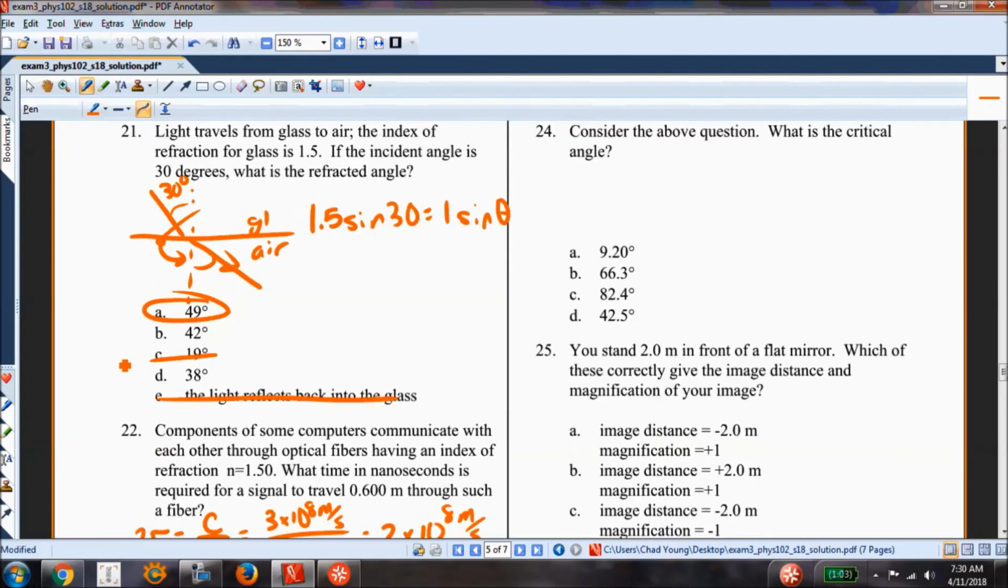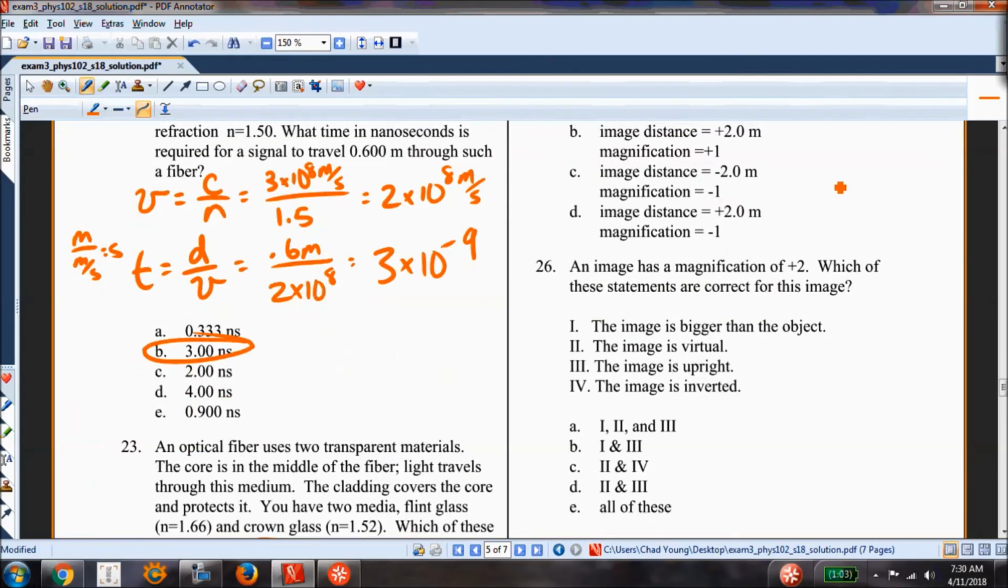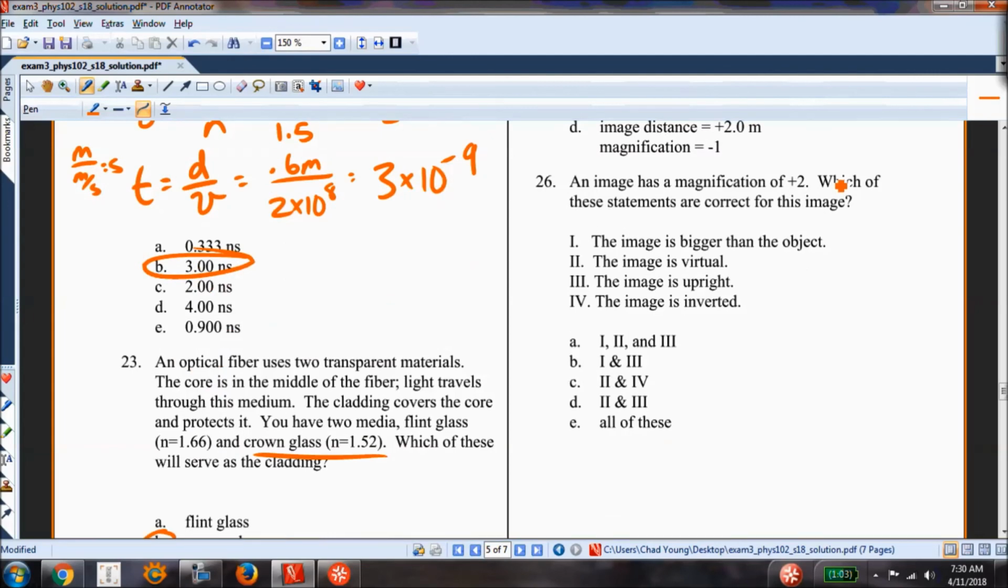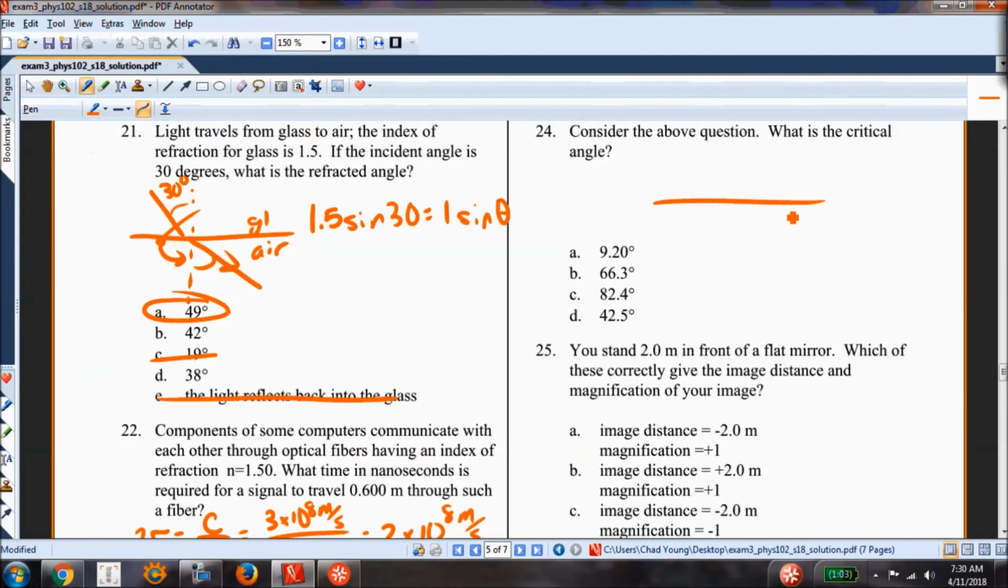What is the critical angle? So if I'm going from, what were my indices? From 1.66 to 1.52, as my light ray is traveling from n equal 1.66 to n equal 1.52, my critical angle is going to be this angle that will give a refracted angle of 90 degrees.